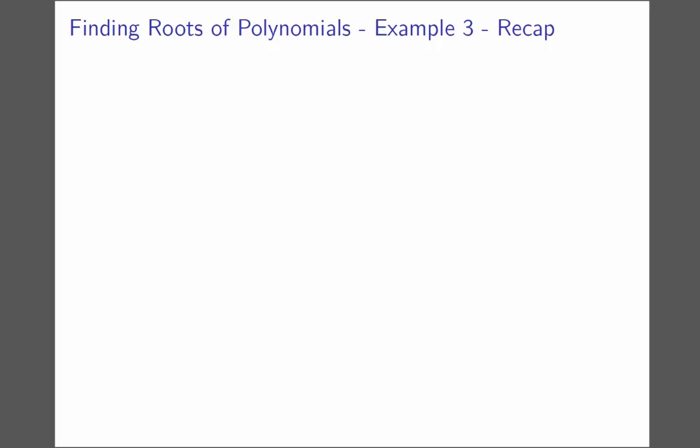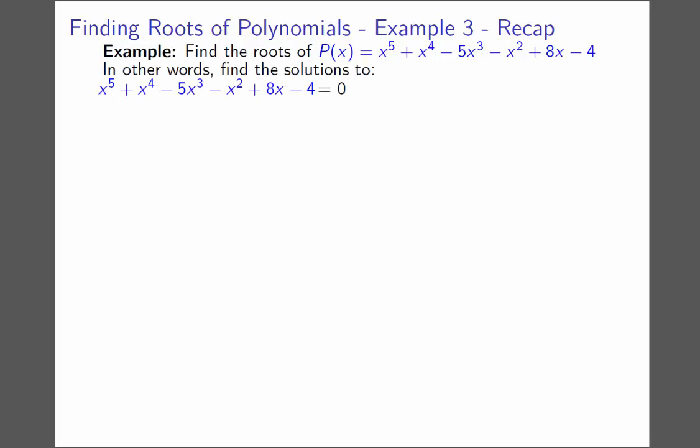Since example 3 was so long, let's recap what we found. We wanted to find the roots of a polynomial p of x equals x to the fifth plus x to the fourth minus 5x cubed minus x squared plus 8x minus 4. In other words, we were finding solutions to the equation p of x equals 0.